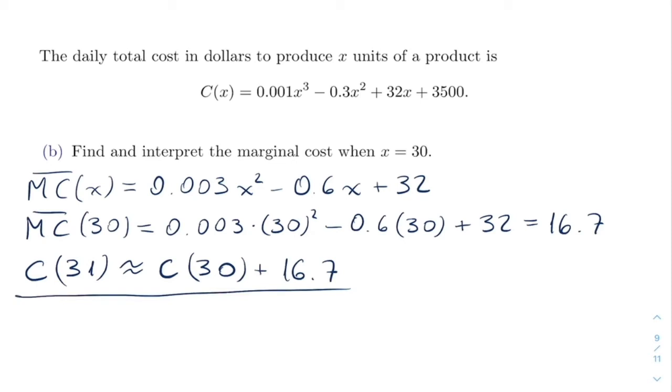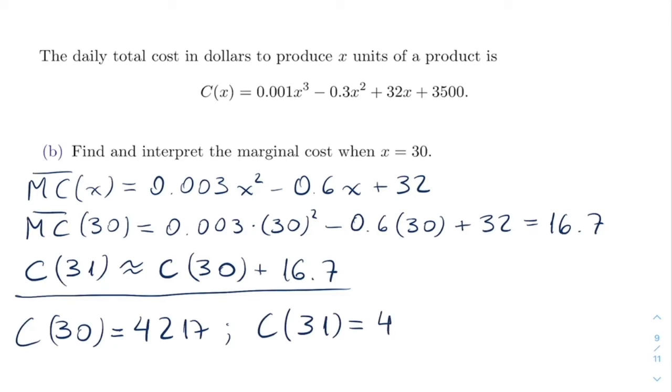So we can compute that the cost of producing 30 units is equal to 4,217, and the cost of producing 31 units is equal to 4,233.5. So the difference is about 16.5. So this was a really good approximation of the increase of the cost. Let's move now to profit functions.